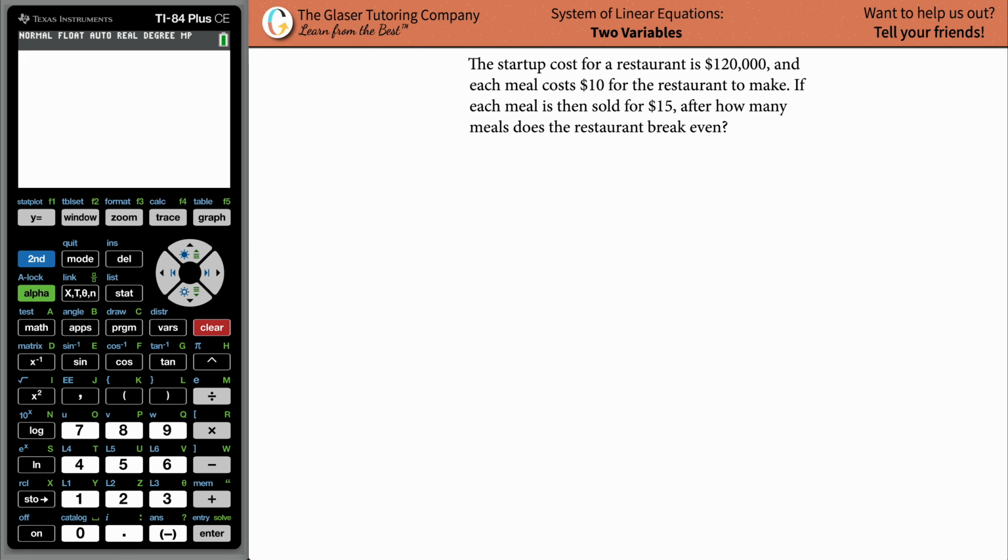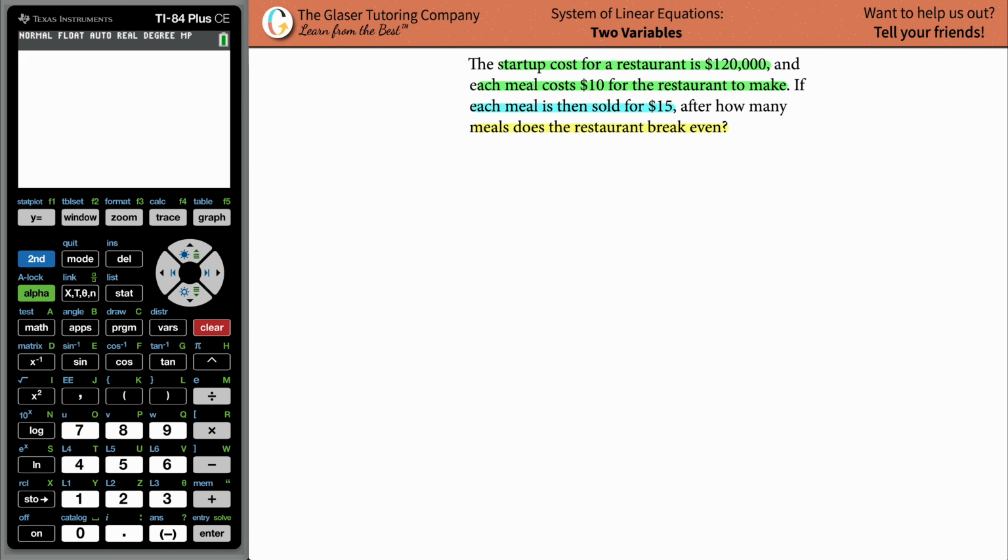So for this one, it says that we have a startup cost, right? The startup cost for a restaurant is $120,000, and each meal costs $10 for the restaurant to make. Okay, so it's got some costs. And if each meal is then sold for $15, after how many meals does the restaurant break even?